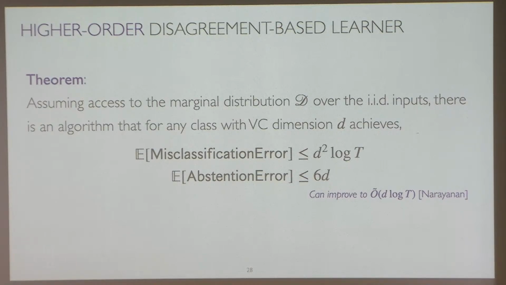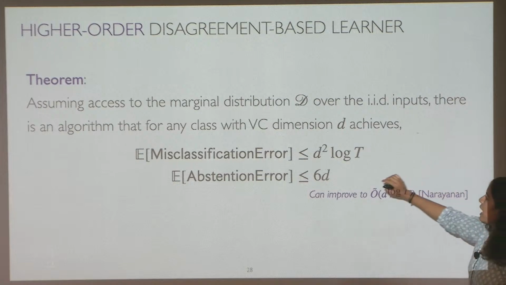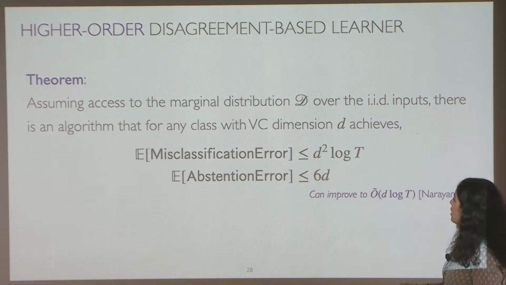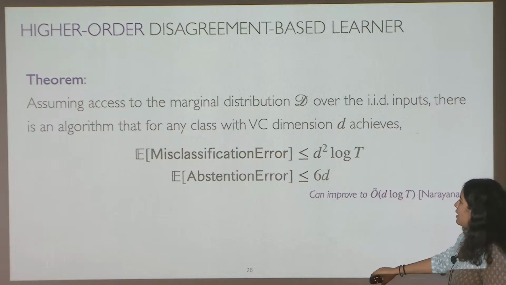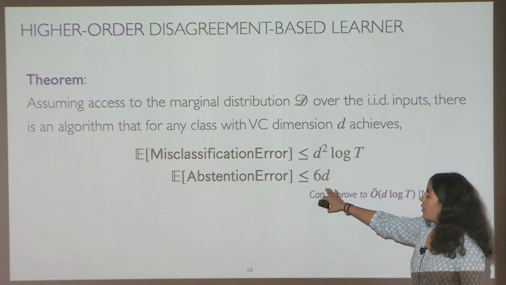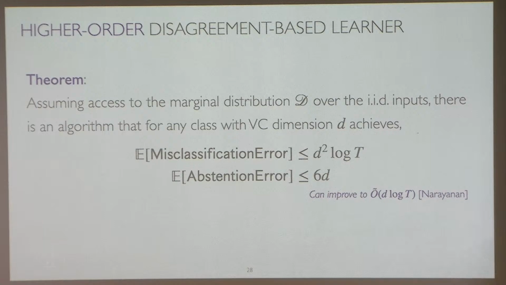But it's going to have a lot of caveats, and you might not be happy with all the assumptions that I'm going to make, but I don't really know how to remove them. So we'll assume that we actually have access to the marginal distribution D. Like assume that it's Gaussian, that we can compute things about this distribution. But then we'll be able to show with just that assumption that there is an algorithm that for any VC class gets the following guarantee: the misclassification error is bounded by D squared log T, and the abstention error is bounded by order D.